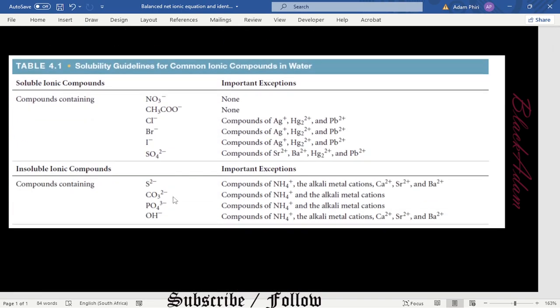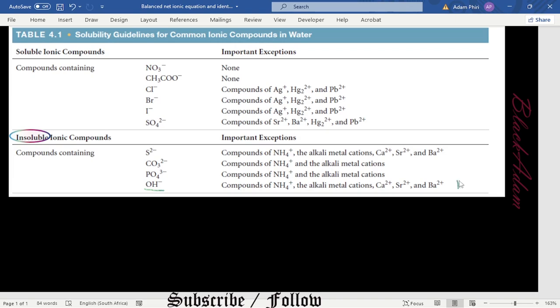Let's see, hydroxide is insoluble. There are exceptions with calcium and so forth. So iron is not an exception, so it is going to be insoluble. So that's how we use the solubility table to predict whether we have precipitates or not.